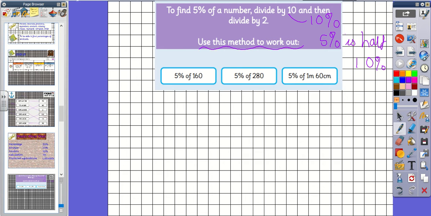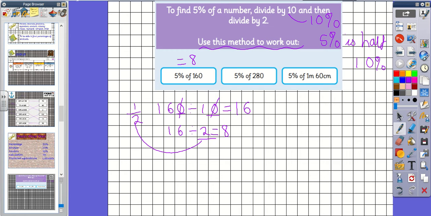So 5% of 160. So we are going to divide by 10. So we're going to do 160 divided by 10. I can see a 0 on 160, so I can cancel out that. That would be 16. And then I'm going to do 16 divided by 2. So when we divide by 2, we find a half, remember? So half of 16 is 8. So 5% of 160 equals 8. Let's go on to the next one then.